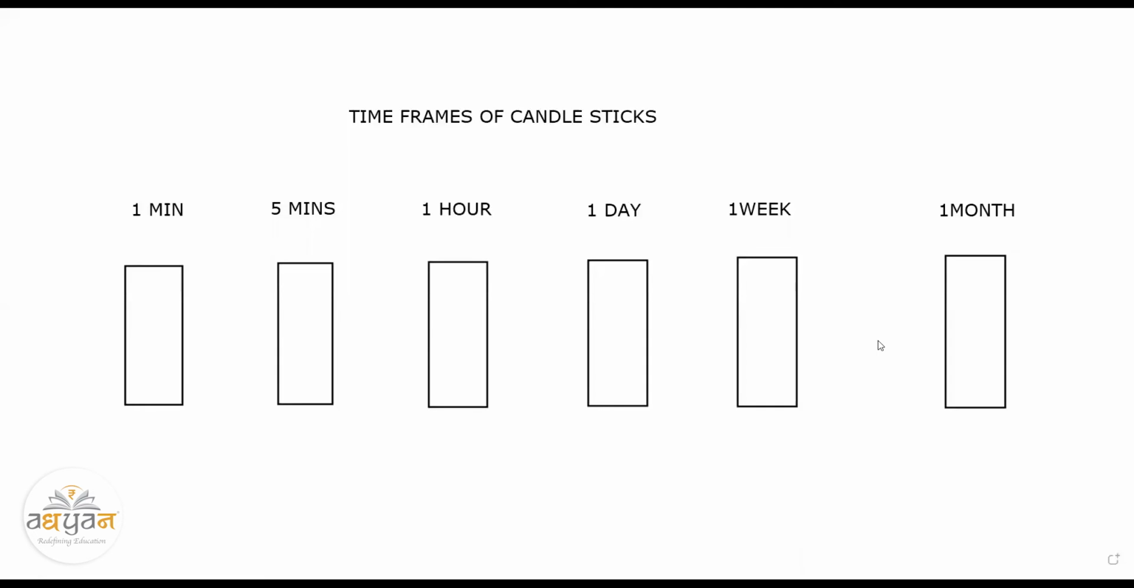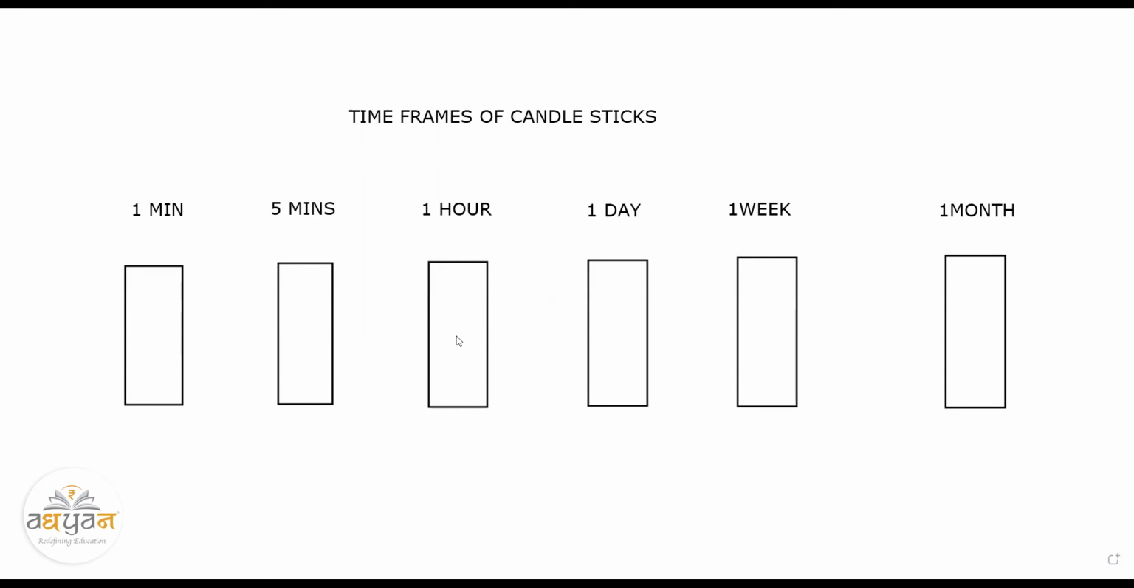Now let's talk about the different time frames of candlesticks. You have the option to choose whatever time frame you want to trade. The time frame can be as minimum as 1 minute to as maximum as 1 month. If you want to trade in a shorter time frame, to catch smaller price moves, then generally you will go with 1 minute or 5 minutes.